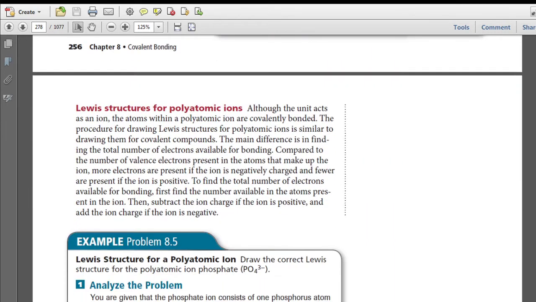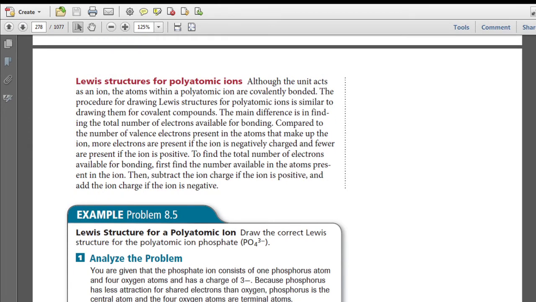Although they act as a unit, as an ion, the atoms within a polyatomic ion are covalently bound. So it's a molecule that acts as an ion. I know it's a little kind of abstract, but these things do happen in nature.